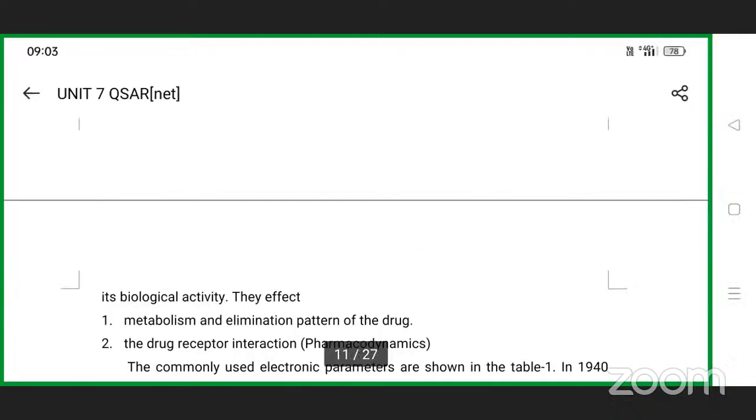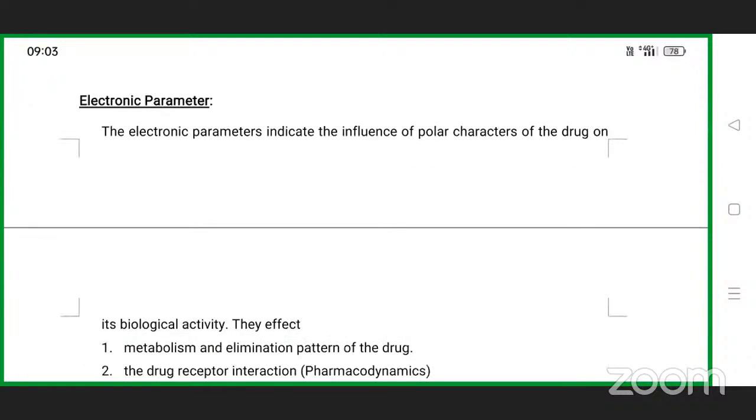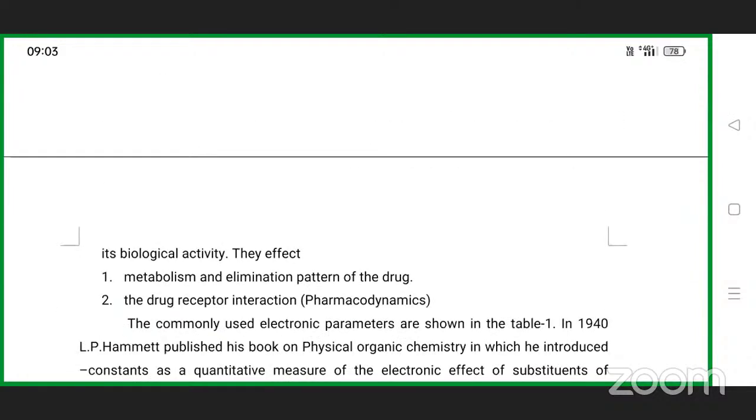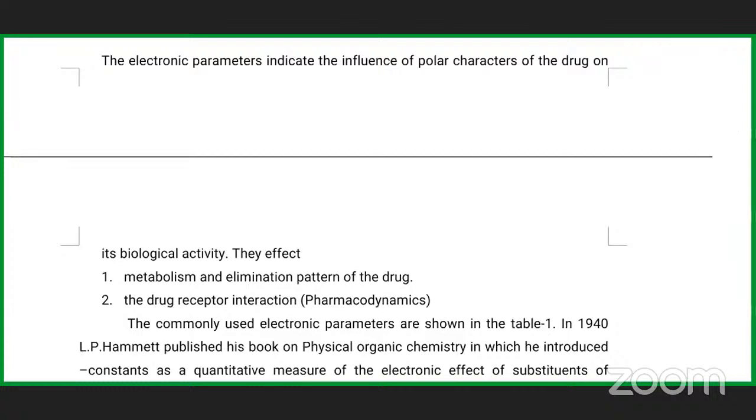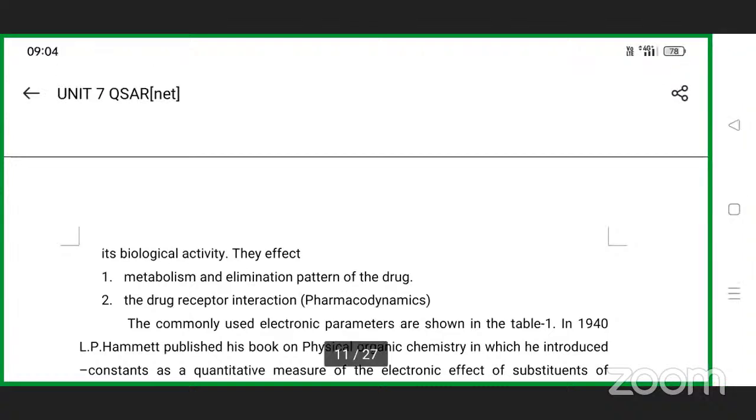So here these are the electronic factors, right? The electronic factors, like the electronegativity groups here. More electronegative groups, or you can say these are the polar groups here, right? The polar groups will influence the biological activity, and they will play a very important role in the metabolism and elimination pattern of the drug here, right?